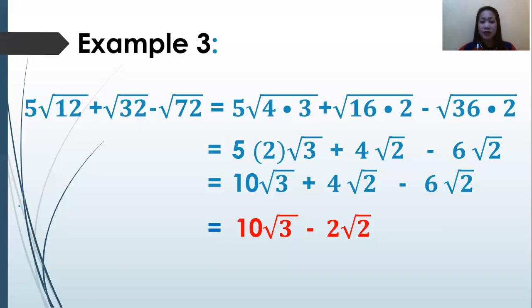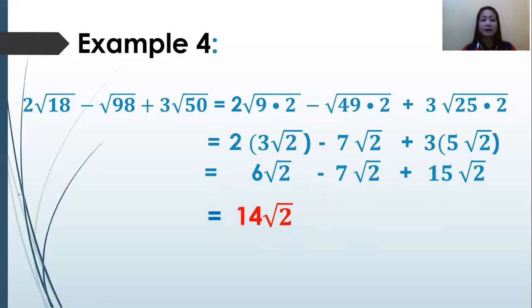In this case, we can add the two same radicals, which are 4 square root of 2 minus 6 square root of 2. So 4 minus 6, we have negative 2 square root of 2. And we just copy the 10 square root of 3. Our final answer for this example is 10 square root of 3 minus 2 square root of 2.